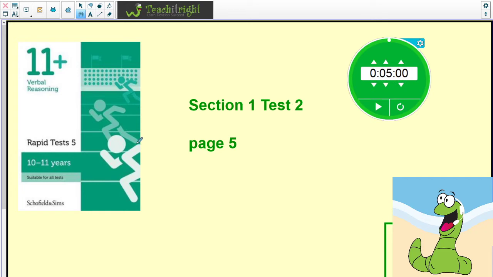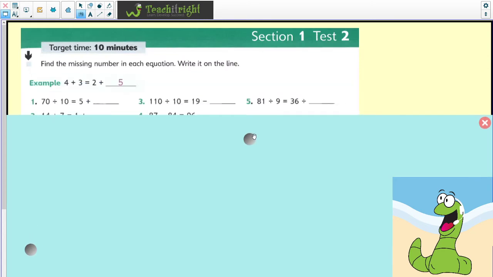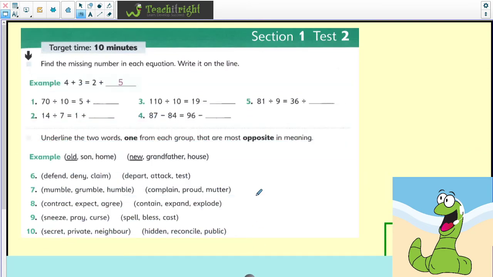Right, let's move on to section 1, test 2, and this is on page 5 in your Schofield and Sims book. Let's go down through and see how you fared with these. So the first ones we're looking at are balanced equations. With balanced equations, you need to make sure we've got the same on both sides. So this is 70 divided by 10, and we therefore need to add a 2. So that's going to make 7 as well.